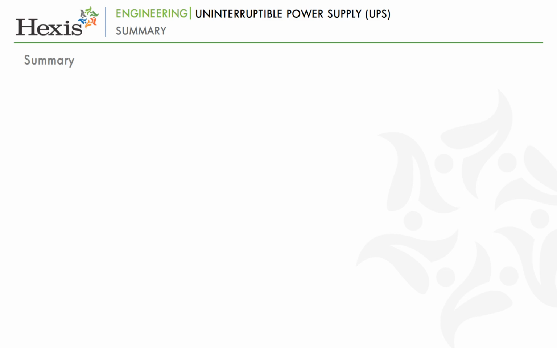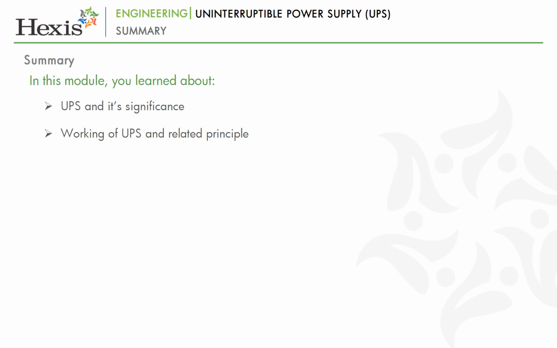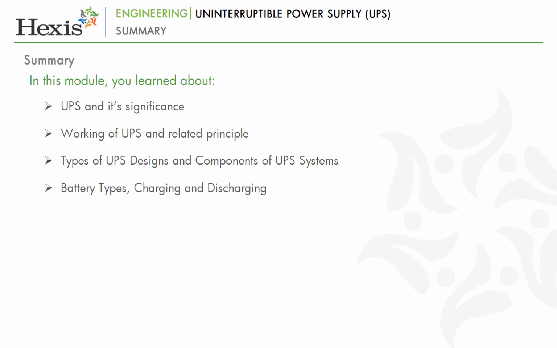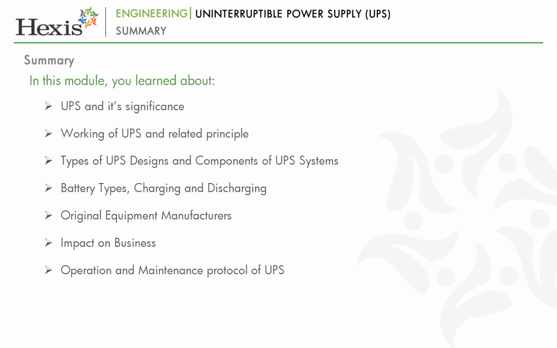That brings us to the end of this module on UPS. In this module, we looked at UPS and its significance. We understood the working of UPS and its related principles. We learned about different types of UPS designs and listed the components of UPS systems. We described various battery types and their charging and discharging mechanisms. We also got to know about the manufacturers of UPS in India and the impact of generators on businesses. We understood the operation and maintenance protocol and how to maintain service levels. We also described various issues and how to troubleshoot them.